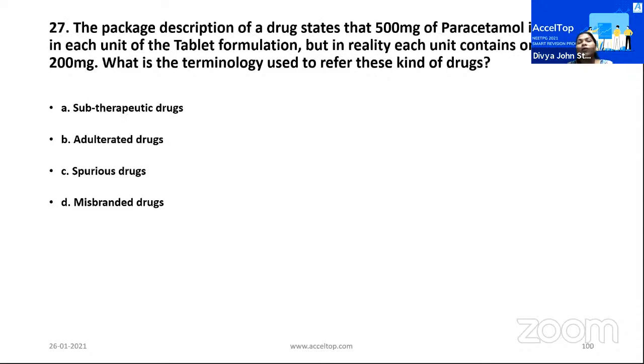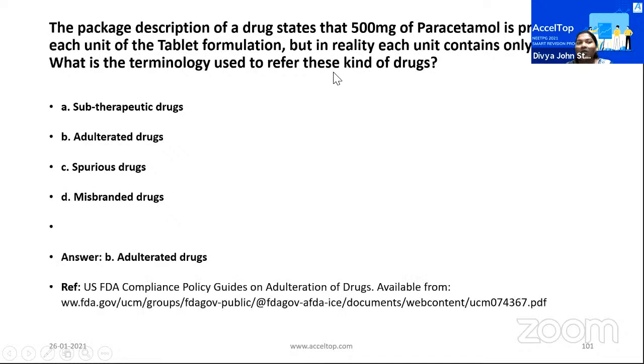Okay. Next question is, the package description of a drug states 500 milligram of paracetamol is present in each unit of the tablet formulation, but in reality, each unit contains only 200 mg. So what is the terminology used for these kinds of drugs? Okay. So the options are subtherapeutic drugs, adulterated drugs, spurious drugs, or misbranded drugs. Okay. So instead of the 500 mg of paracetamol that is given on the label, they have given only 200 mg. Okay. So this is nothing but an adulterated drug.